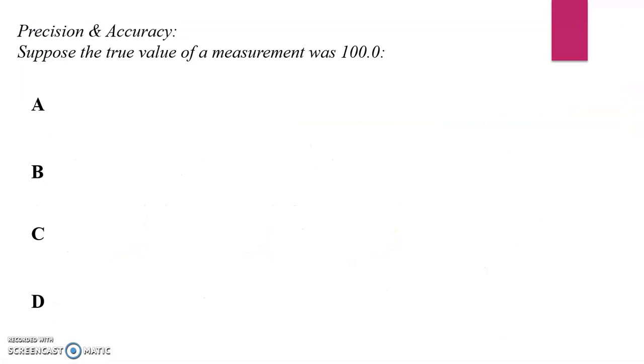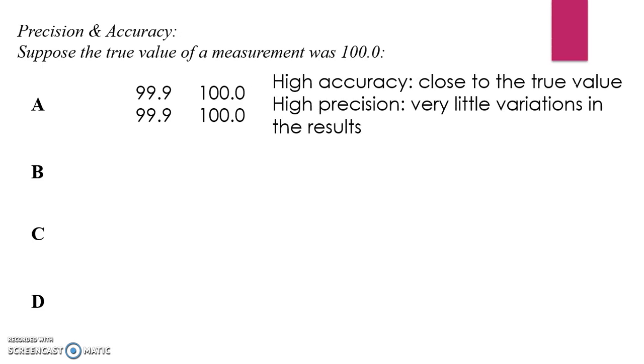So let's compare the 4 students and comment on whether their results are precise, or accurate. Suppose the true value of a measurement is 100.0. The first student got this set of data. You can see that the average is pretty close, and also the 4 data points are very close to each other. So it's highly accurate and precise.